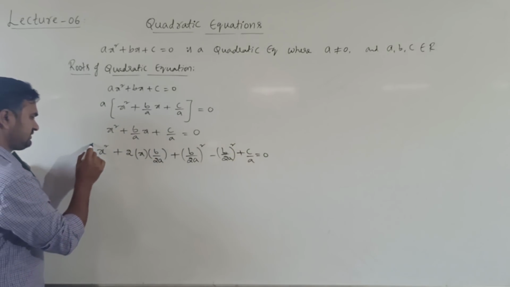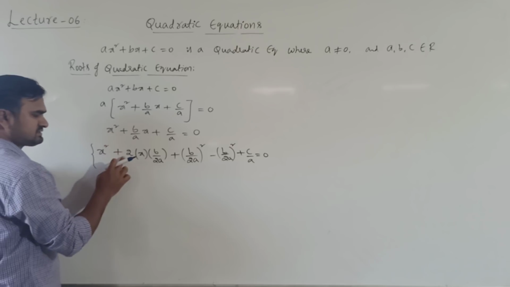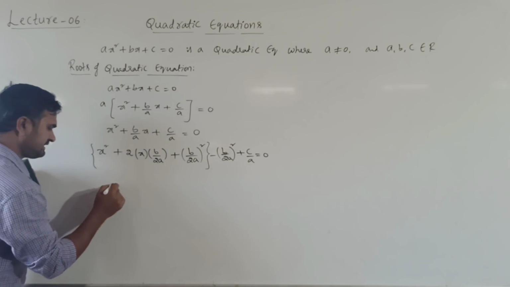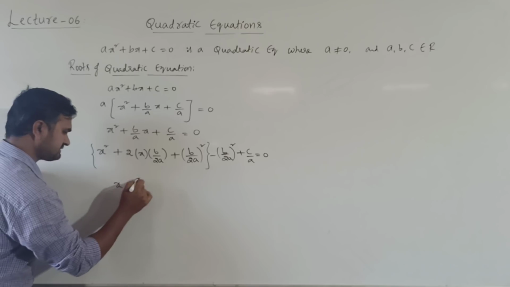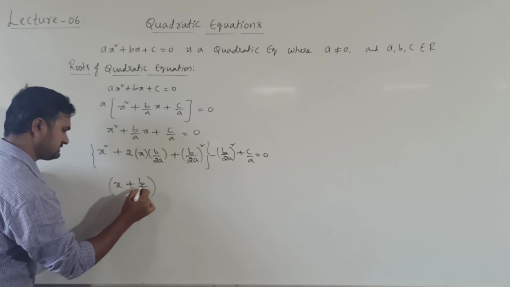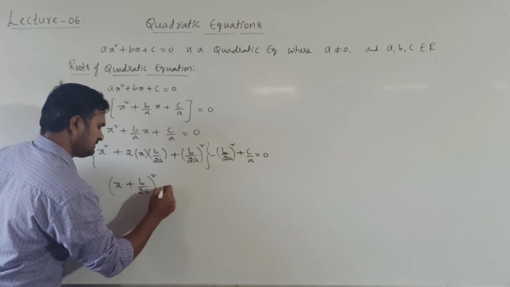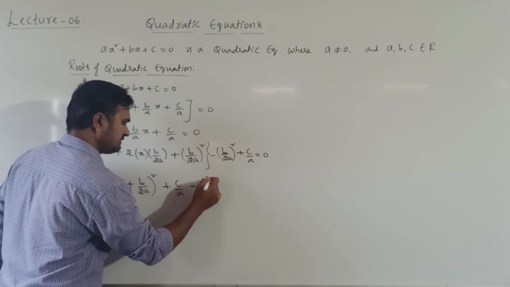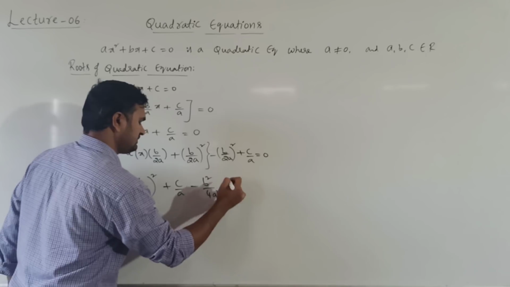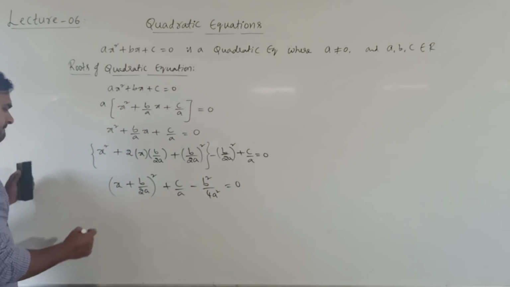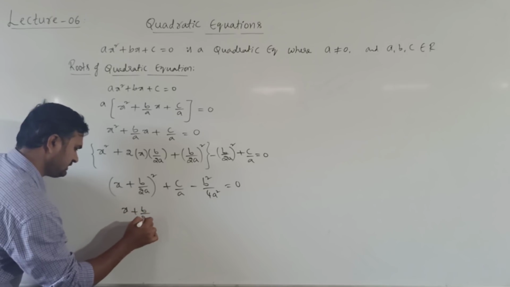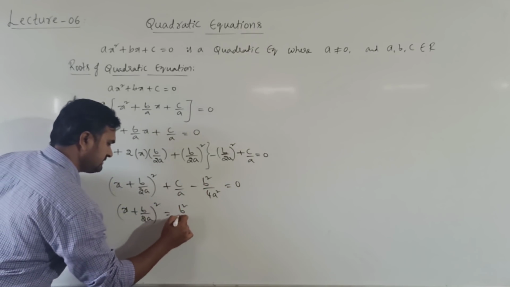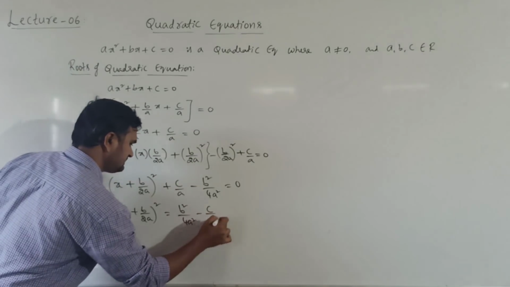So this is the method of completing the square. Observe the first 3 terms, in the form a square plus 2ab plus b square. So these 3 terms I can write in the form a plus b whole square, x plus b by 2a the whole square. Next, here we have c by a, first write the positive term, c by a minus b square by 4a square is equal to 0. Okay. So x plus b by 2a whole square can be written as, bringing it to this side, b square by 4a square minus c by a.